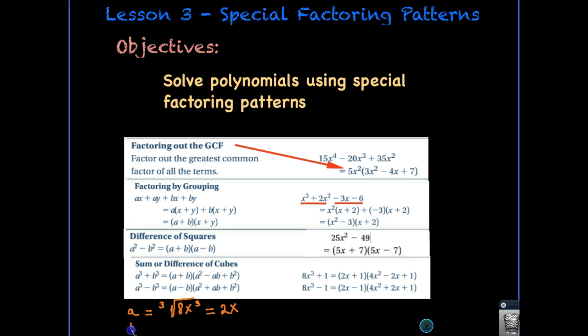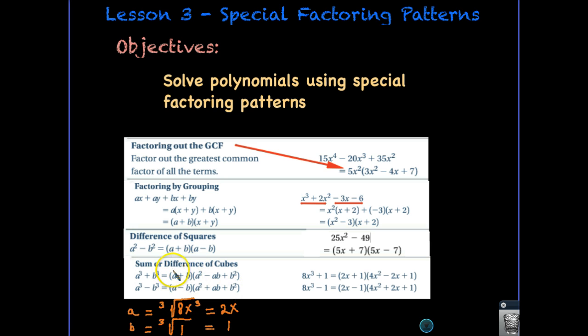Now we need to find our B term. So we need to do the same thing. We need to take the cube root of whatever we have in place of B. And in this case, it's 1. And we just said that the cube root of 1 is 1. So now we know A and B, and we can just fill it into these equations.